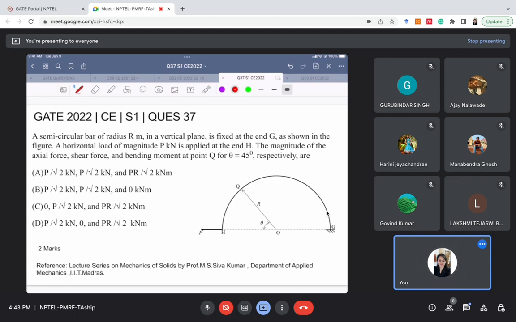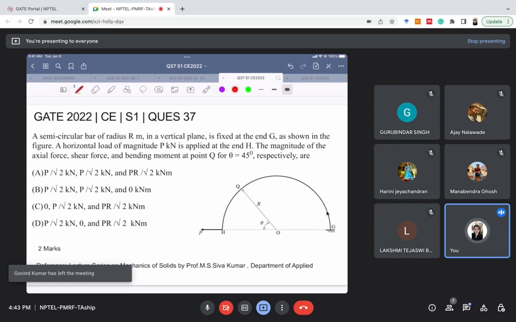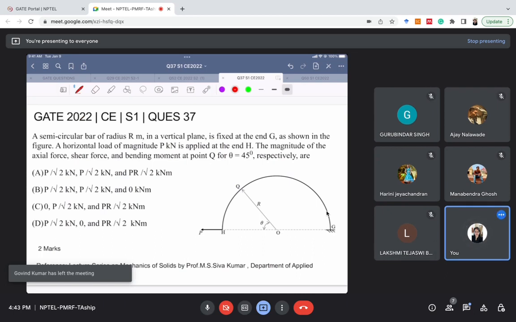After some practice you'll know that a truss problem will anyhow take time. To analyze a truss, it will take time, so you may want to solve it later, and first solve some easier problems. So let's say this was an easy problem. This is a GATE 2022 question of Set 1, question number 37.